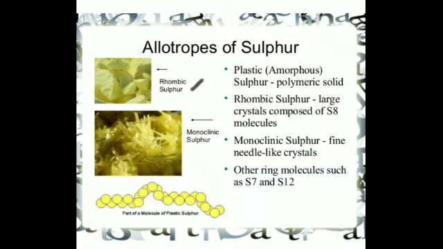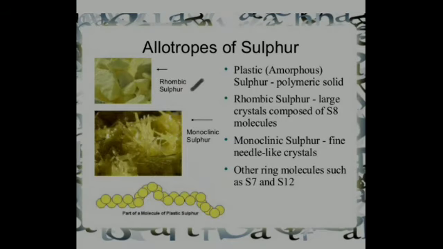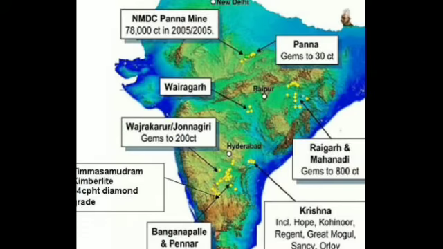We can see that carbon, sulfur, phosphorus and oxygen all exhibit allotropy. Now, discussing the different forms of crystalline carbon, that is diamond first.